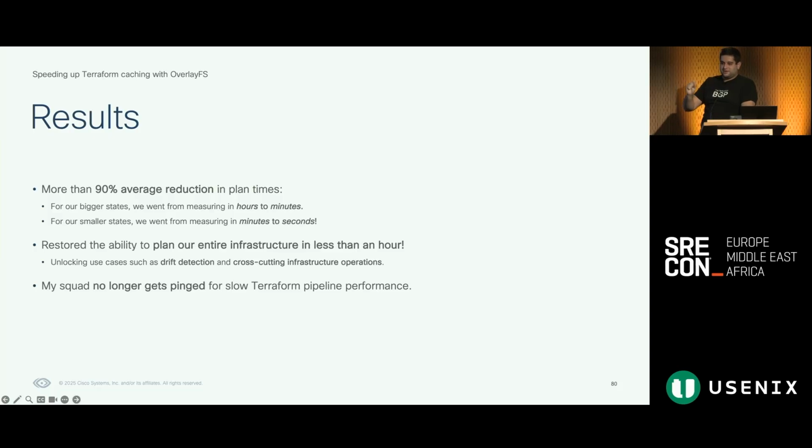Also very important, we restored the ability to plan our entire infrastructure in less than an hour. I think this is something that a lot of people are missing, but this is super cool. We get live drift detection. We can roll out a new tag to all our resources in 2 hours: 1 hour plan and another hour of reviewing and making sure it's safe. So it's super cool. And most importantly for me, my squad no longer gets pinged when slow performance happens in the pipeline, which it still happens, but not so much.